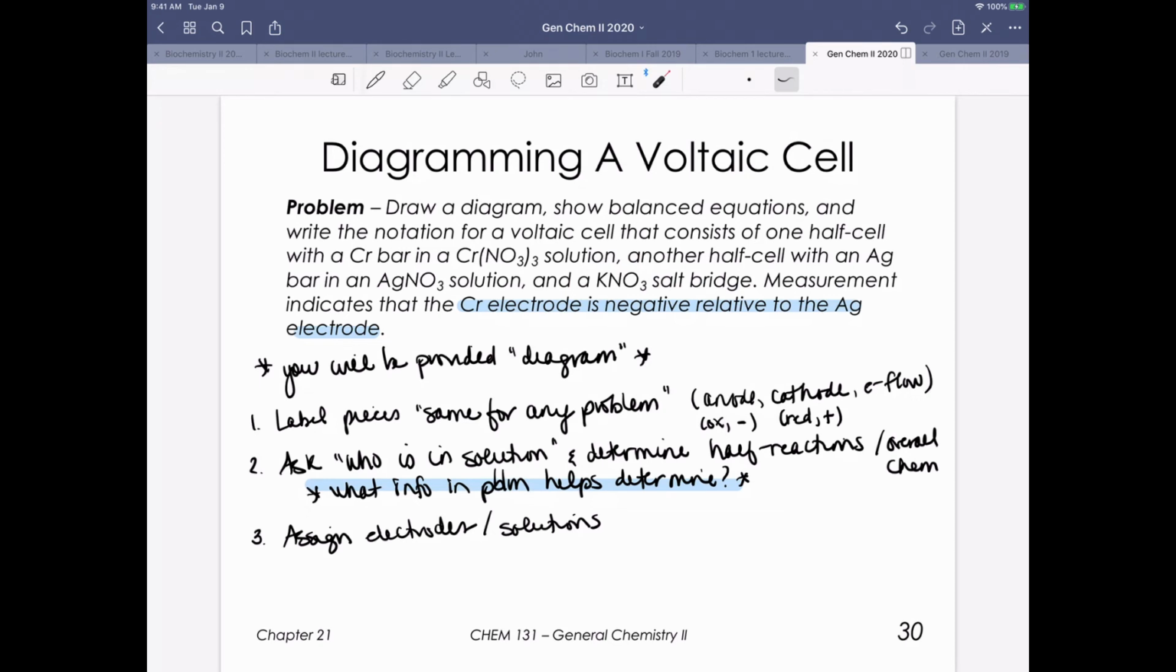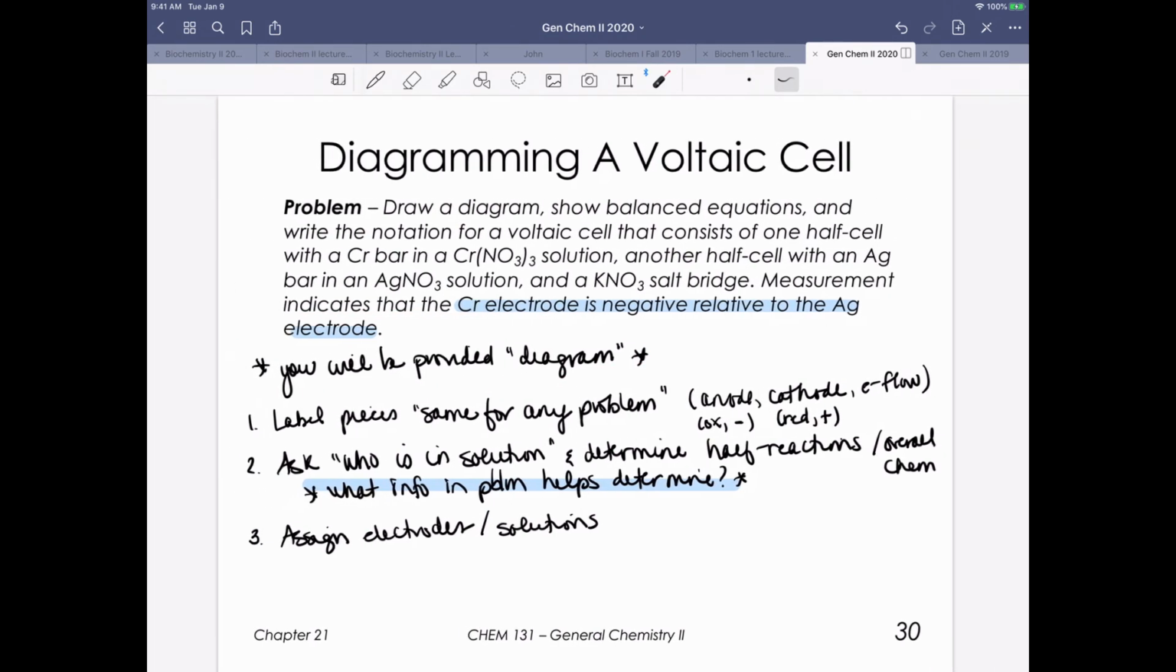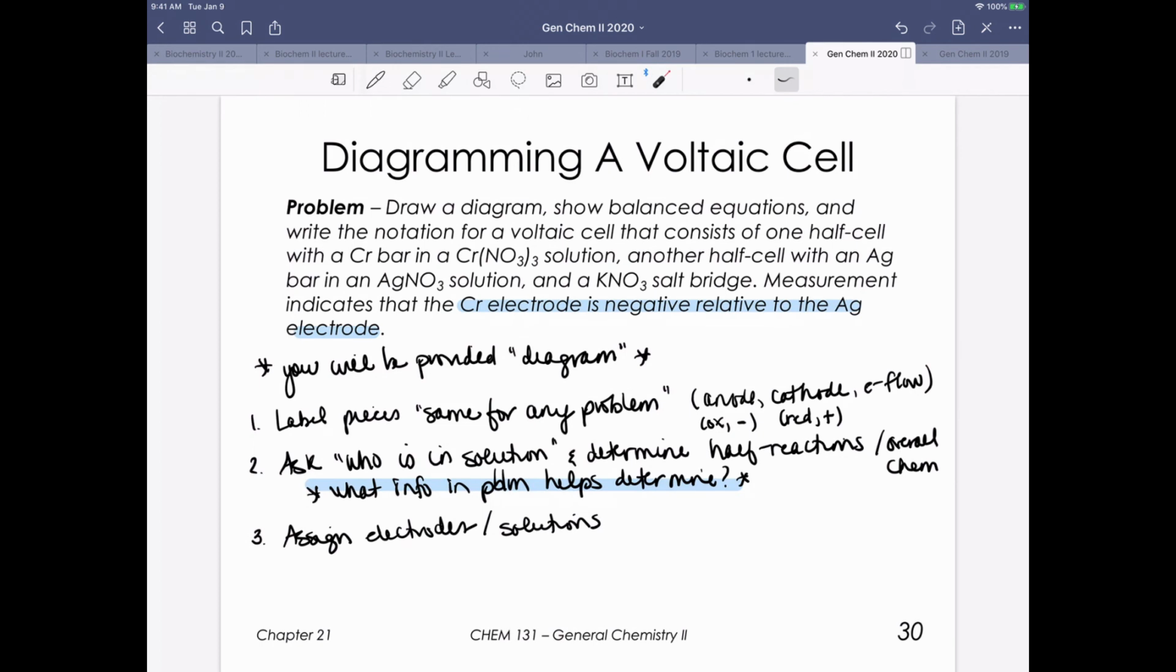Now, this is an important piece of information that they give us with this problem. We'll actually learn in our next lecture that we could have figured out who was the anode and who was the cathode, but because we haven't learned that yet, they give us a little piece of information here that tells us who's being oxidized and who's being reduced. I want to highlight that you'll always be provided a diagram. It looks like that. You'll be provided with that skeleton diagram, so you don't need to worry about drawing that, but you will have to label all the relevant pieces.